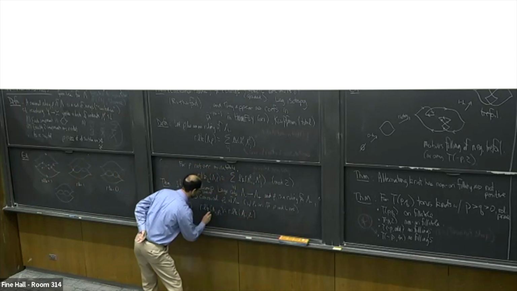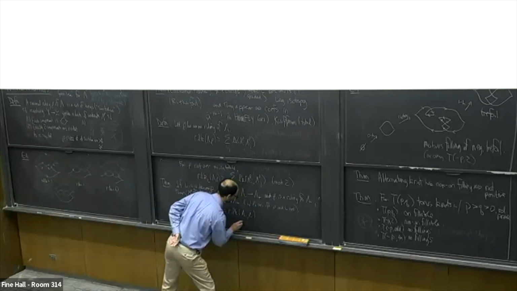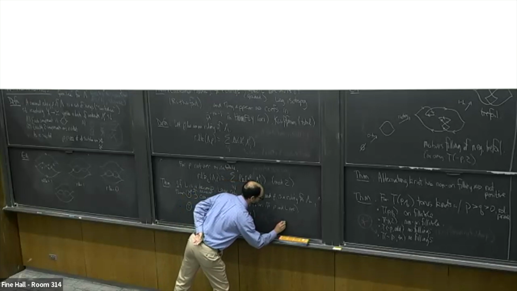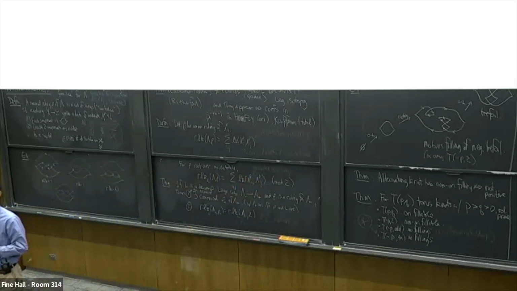And I'll put a 2 here. So the mod 2 one is if L is not orientable, then you have to work mod 2 as opposed to not. Unsurprisingly, we have to work mod 2 for non-orientable stuff.